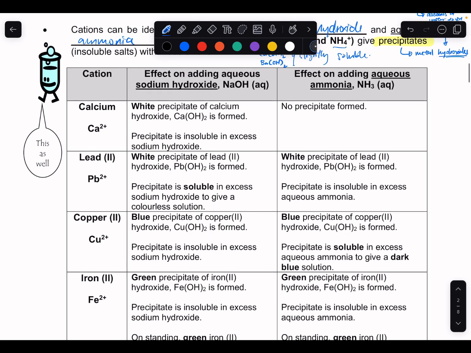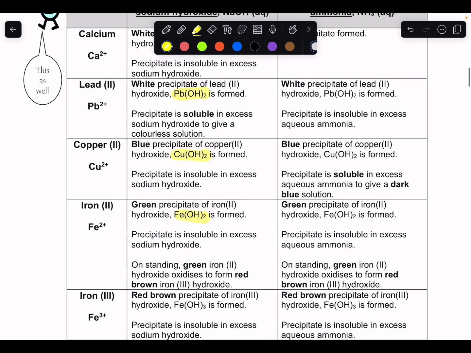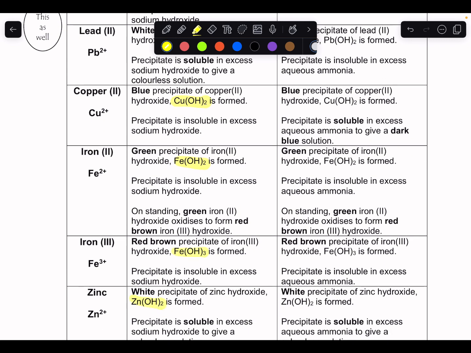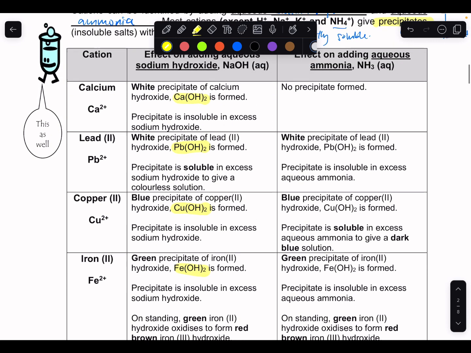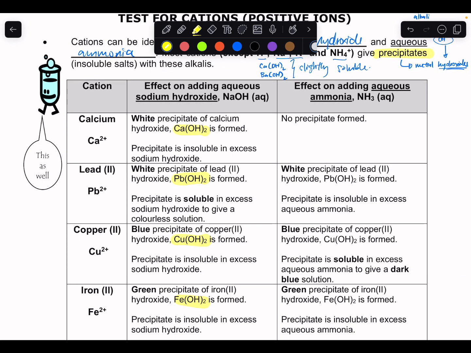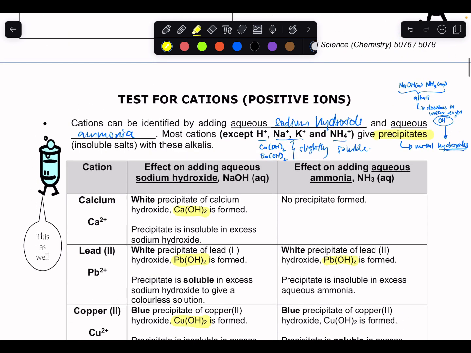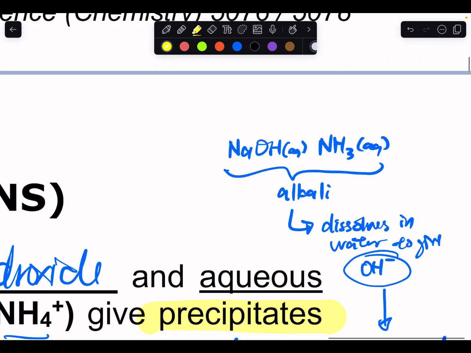Okay, so for your cations, you will see that all the precipitates formed are hydroxides. Now, this is not that big of a problem for your sodium hydroxide, but students are often confused as to what's the identity of the precipitate formed when it's aqueous ammonia. So just note that it's also the hydroxide being formed. That's because ammonia is also an alkali.